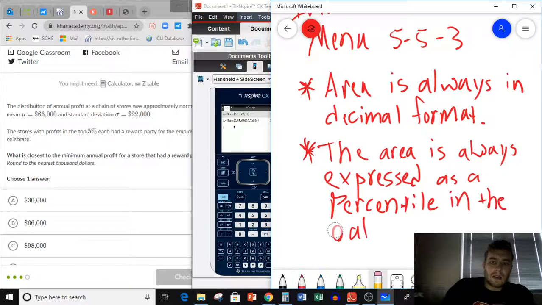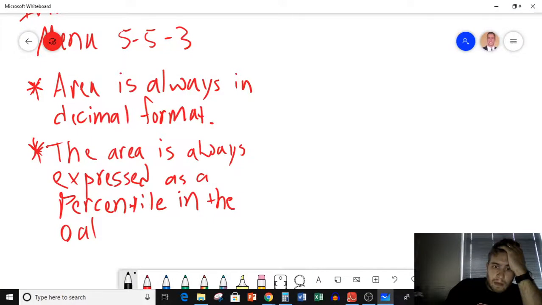Erase. Why won't that erase? I don't know why that's not erasing. Okay, scratch this. Hold on. In the calculator.